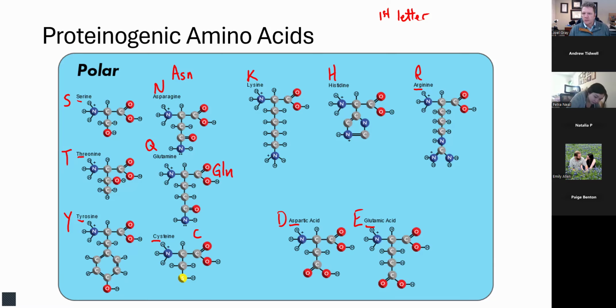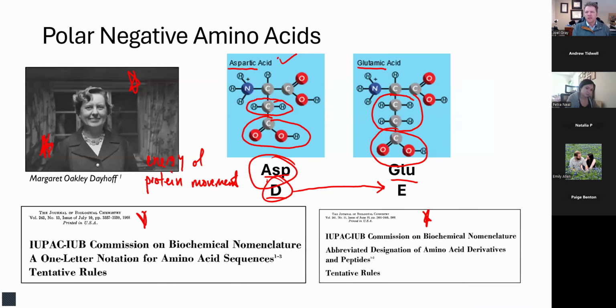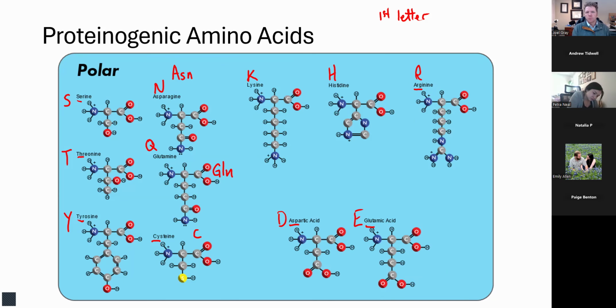Natalia's question is, how were the single letter codes assigned? Well, like I was saying on this previous slide, we had two papers that were published that gave the guidelines. And the first priority was, let's see if we can use the first letter of the name of that amino acid to be the single letter identifier without having redundancies.